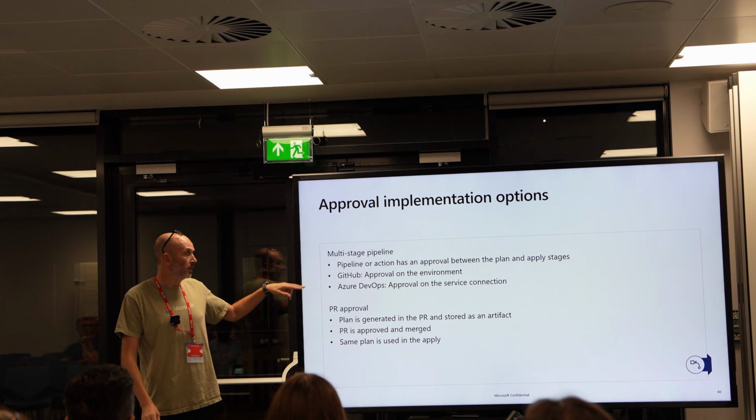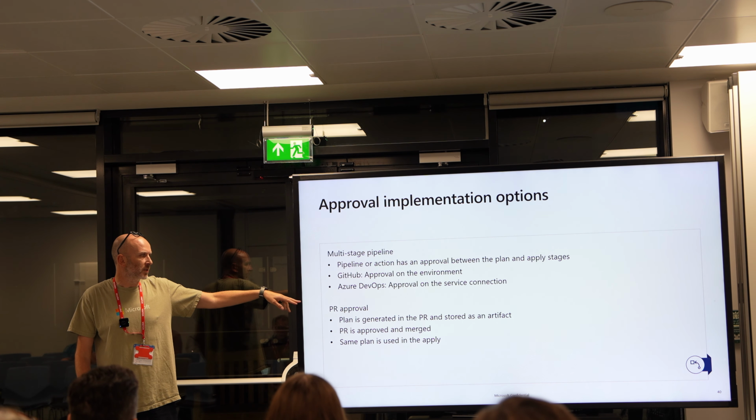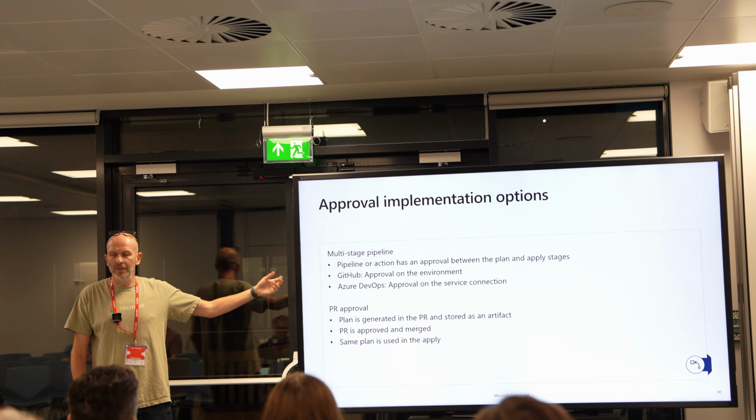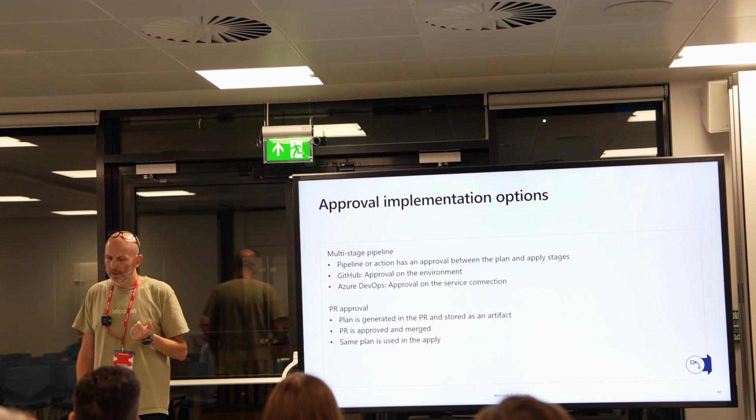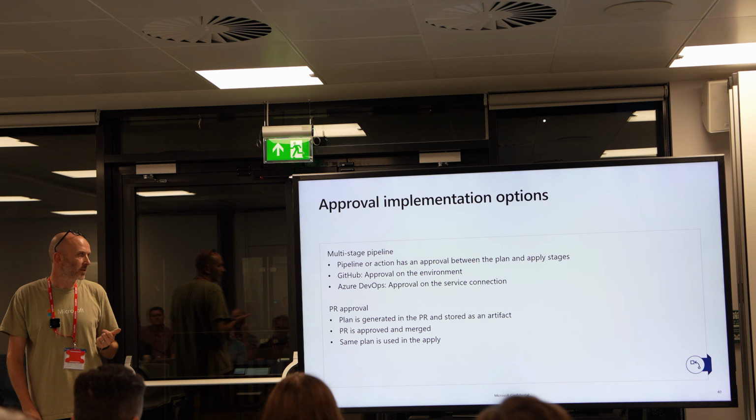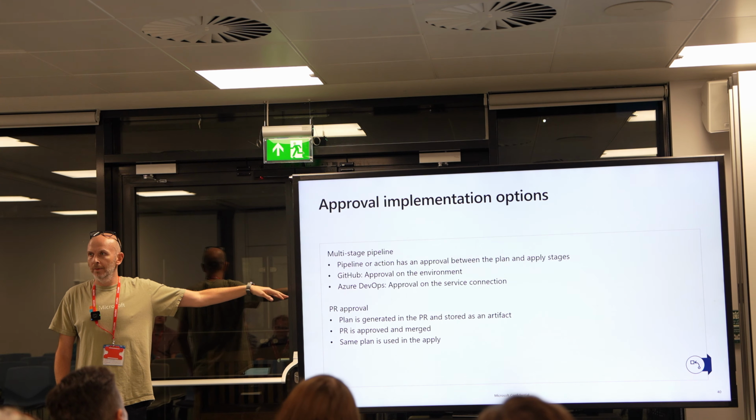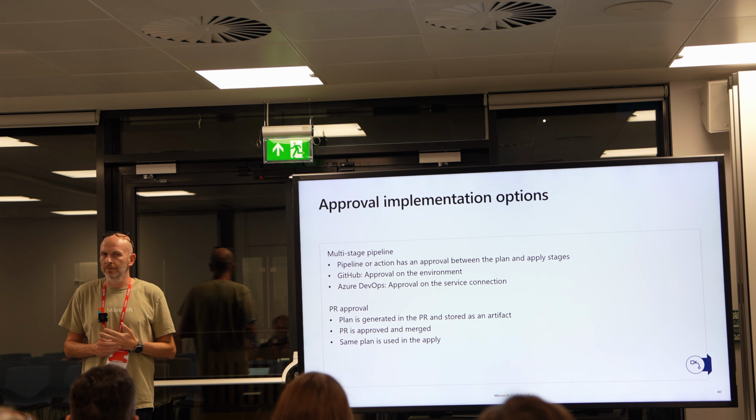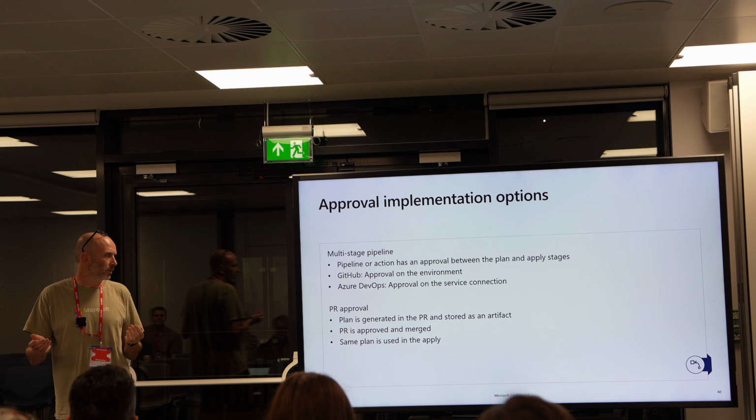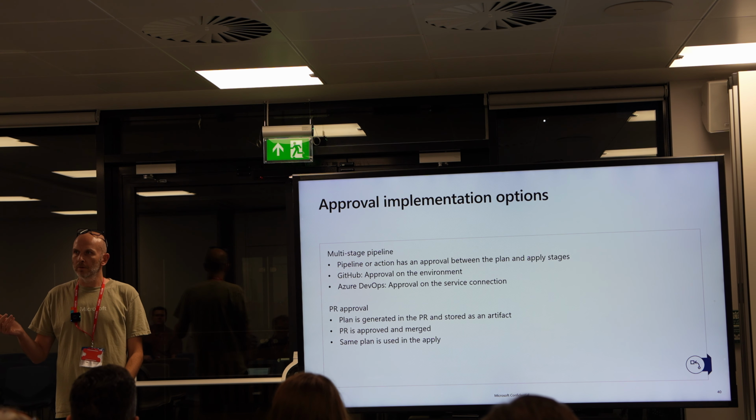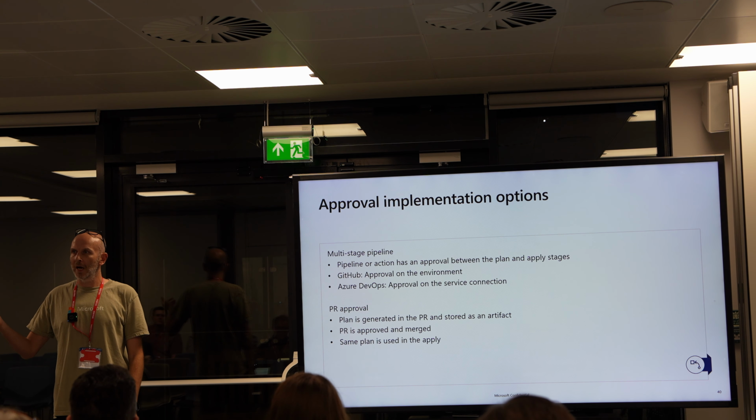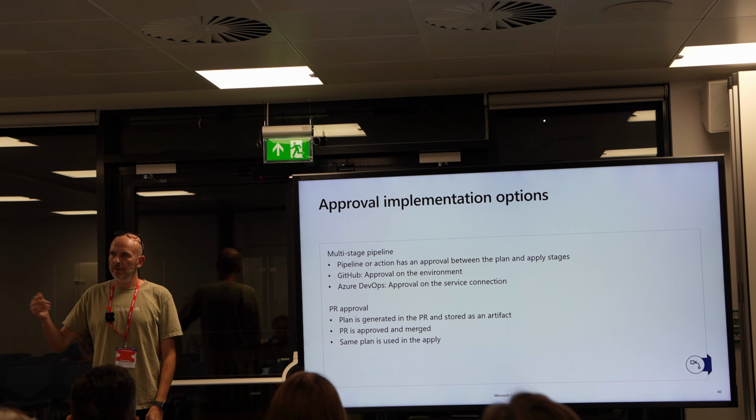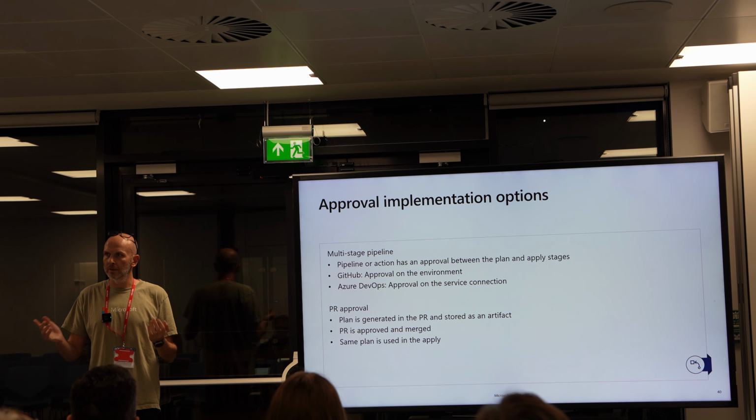Yeah. The other place I see people doing this is PR approval. So when I mentioned before about generating a plan against production in your pull request, a pull request essentially has got an approval mechanism in it already, right? People are always approving pull requests. So you can also use that approval to say, yeah, I'm happy that this plan against my production environment is good to go.